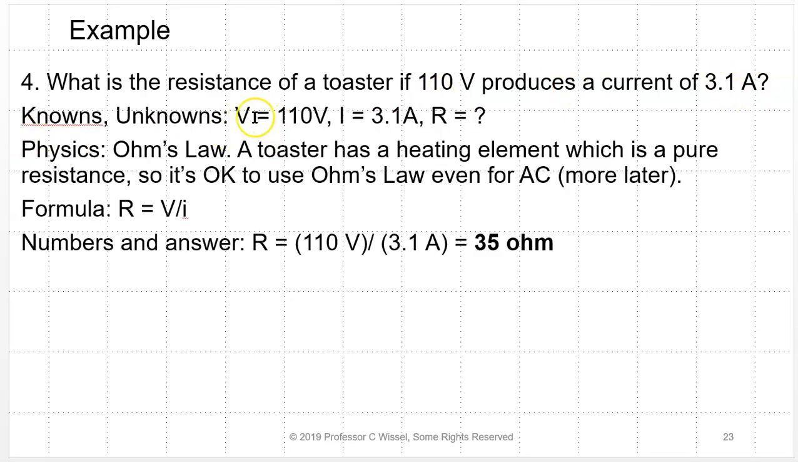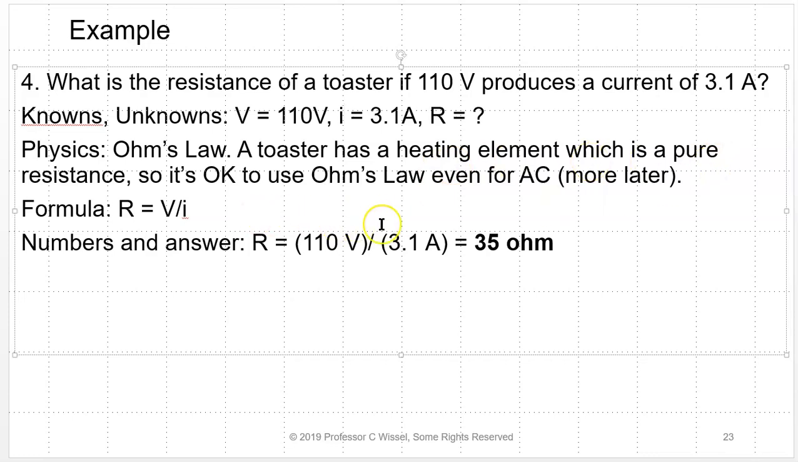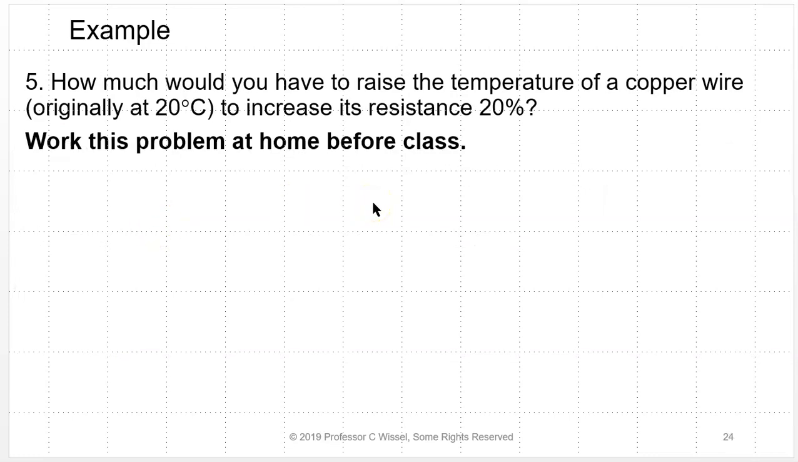What is the resistance of a 110 volt toaster that produces a current of 3.1 amps? Okay, the knowns and unknowns. V equals 110 volts. The current is 3.1 amps. What is the resistance? Okay, the physics of this is Ohm's law. A toaster has a heating element, which is a pure resistance. So it's okay to use Ohm's law, even for AC. The resistance is V over I. And then it's 110 volts divided by 3.1 amps, that's 35 ohms.